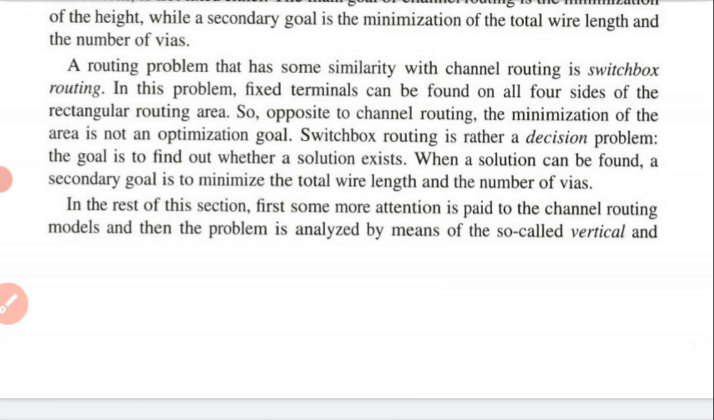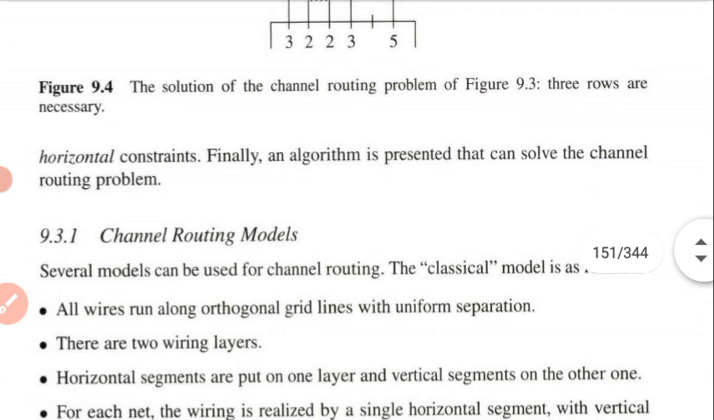In switch box routing, the fixed terminals are found on the four sides. The first goal is to find a solution. After finding a solution, we have to minimize the total wire length and number of vias. That is the thing we have to discuss. Next we are going to see the channel routing models.